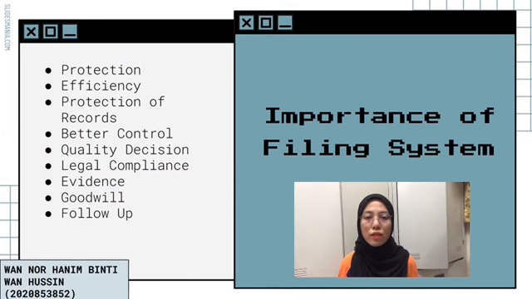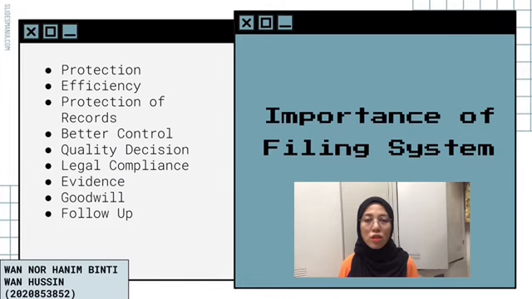The importance of filing system. Protection. A good filing system will be able to protect the documents from possible loss or damage. Efficiency. With a good and systematic filing system, it will help the office staff easily locate and use the records properly without any delay. This will lead to savings in time and bring efficiency in office operations.